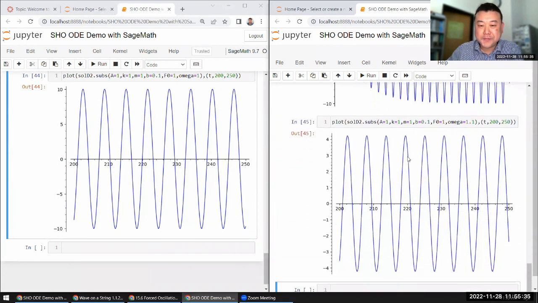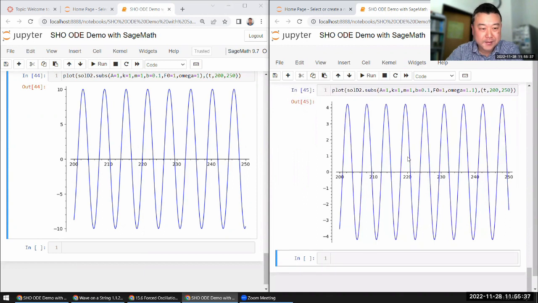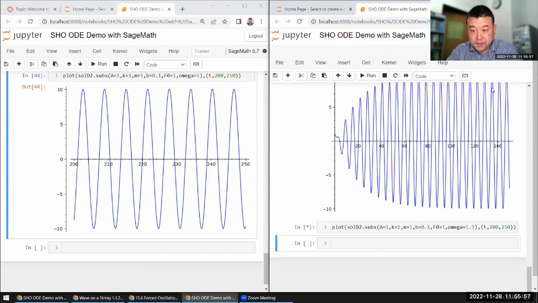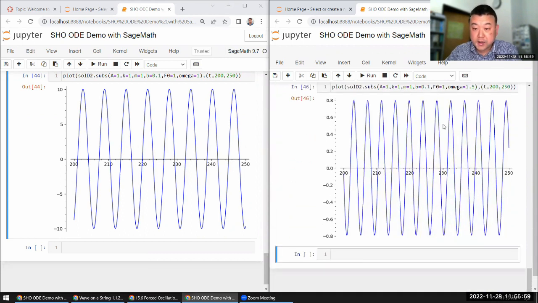So when you compare these two, you can now begin to see something that looks the same on both sides, and you can compare them. So you can see that this one oscillation goes from 10 to minus 10. And here the oscillation amplitude is smaller. It goes from a little over four to a little under minus four. And in fact, as I make omega larger and larger, this amplitude keeps going down.